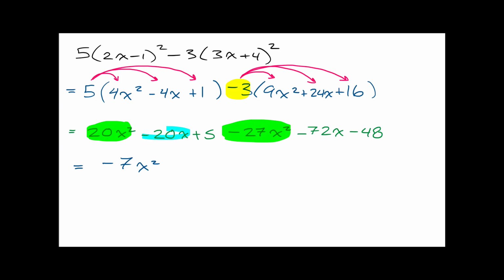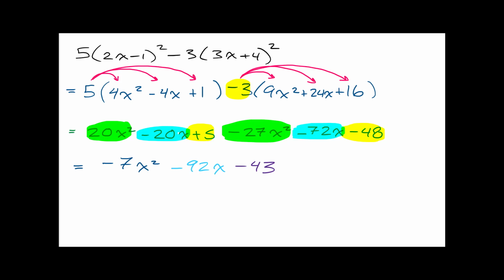All right, let's go negative 20x minus 72x. Let's collect those together. So when I add them, negative 20 minus 72 gives me negative 92x. And then finally at the end, we have a positive 5 and a negative 48. Let's add those together. 5 minus 48 gives me negative 43. Now that's fully simplified. We don't want to factor today. We're just simplifying. So that would be my fully simplified answer.